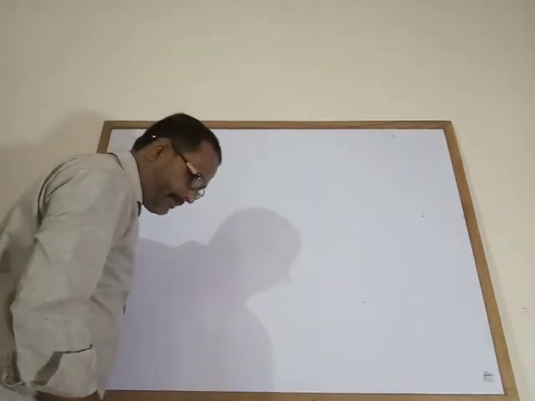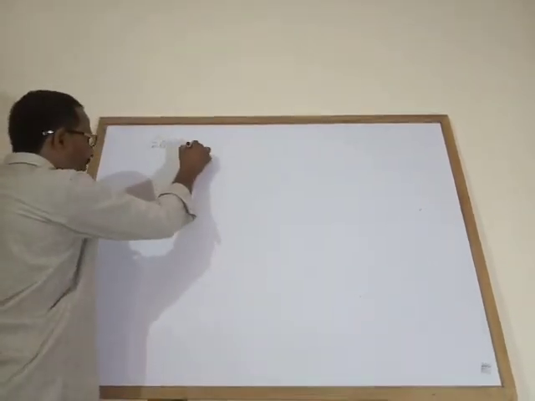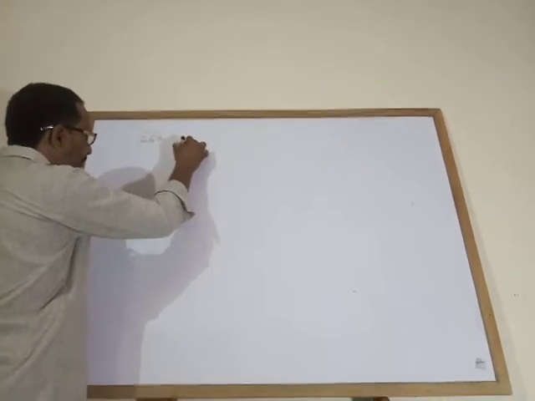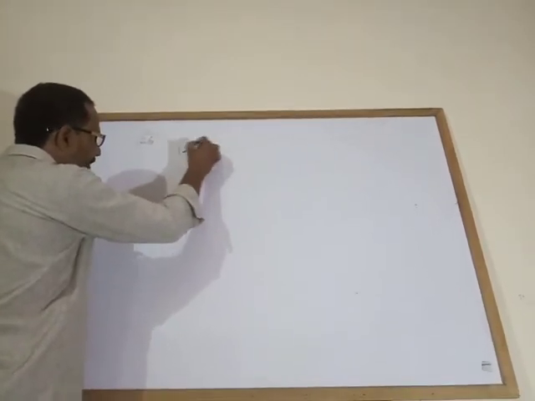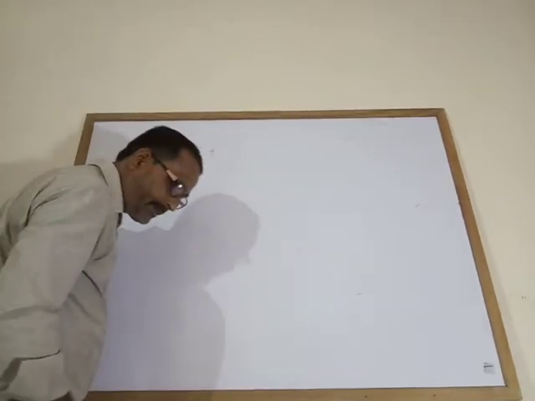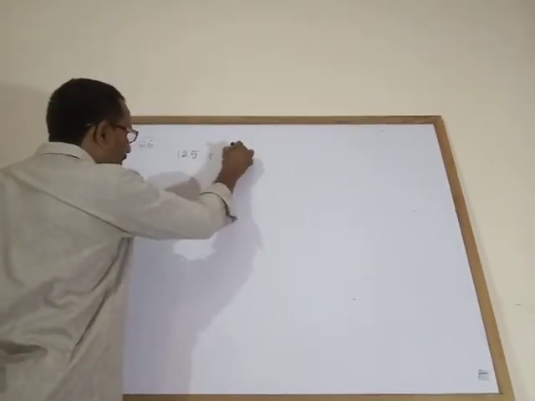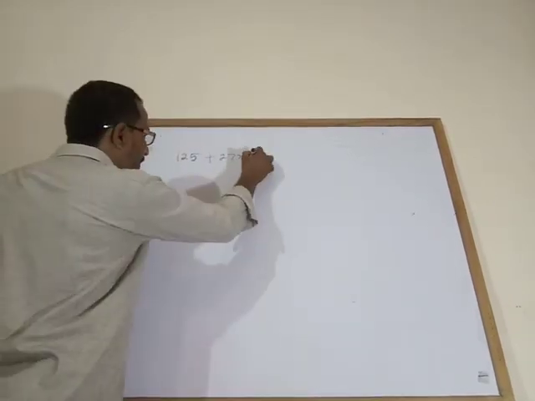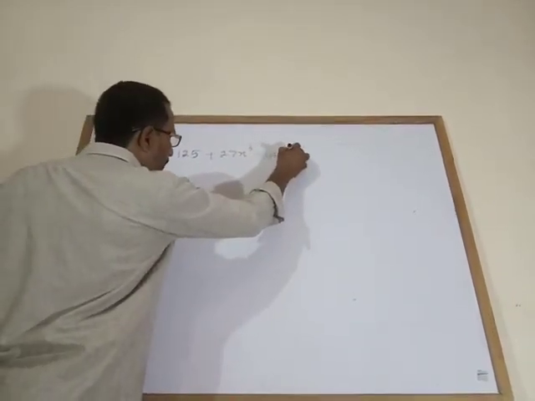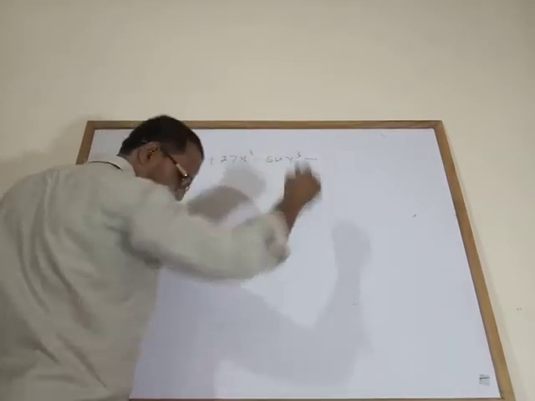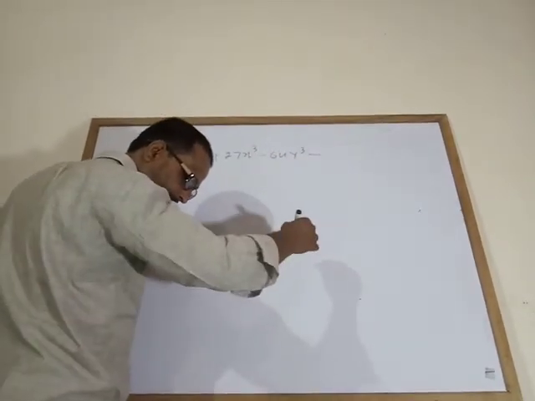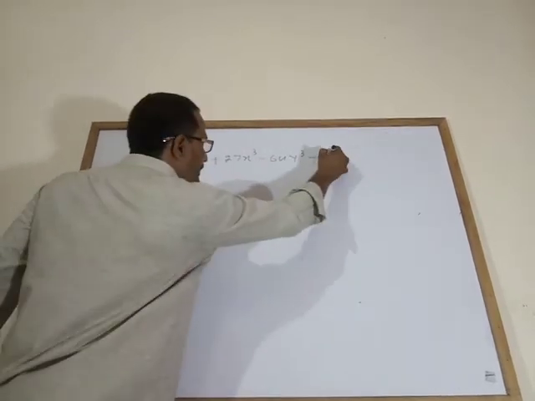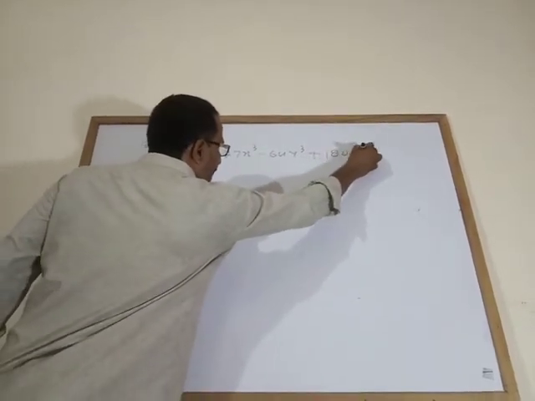That is given: 125 + 27x³ − 64y³ + 180xyz.